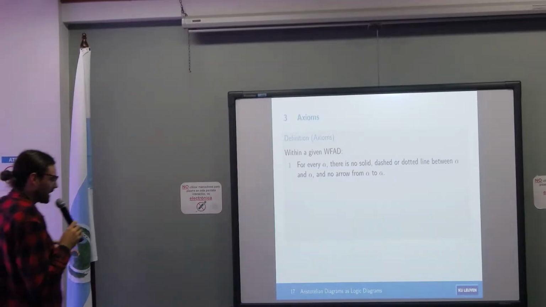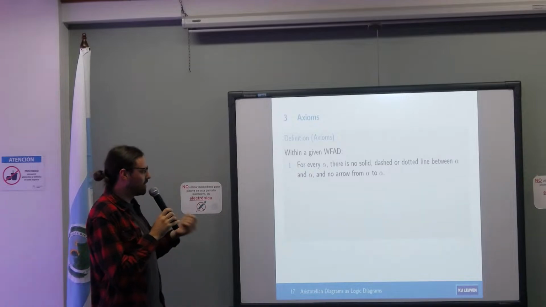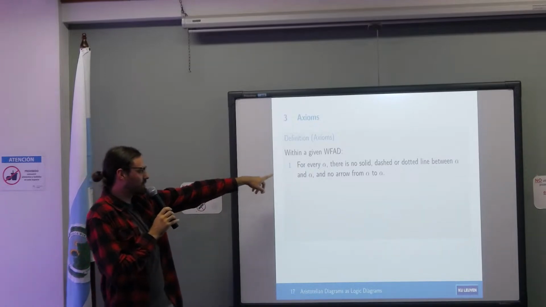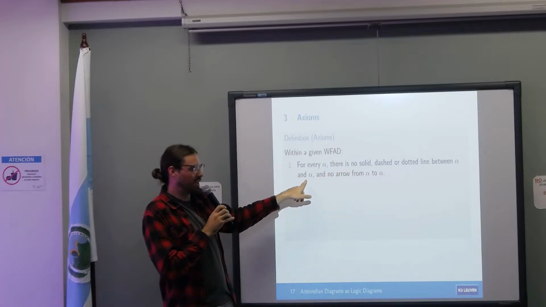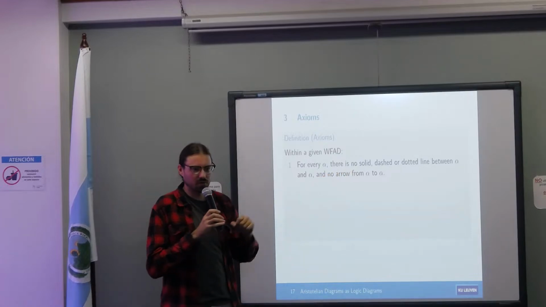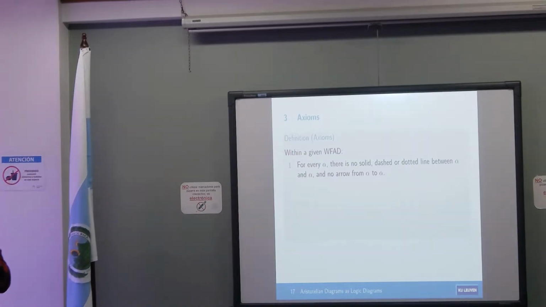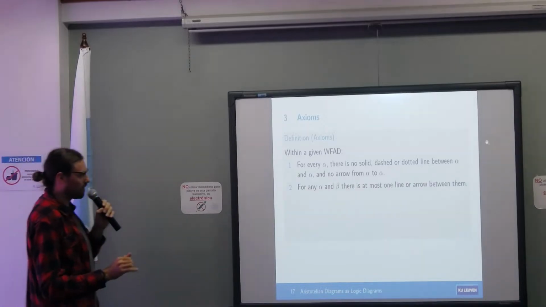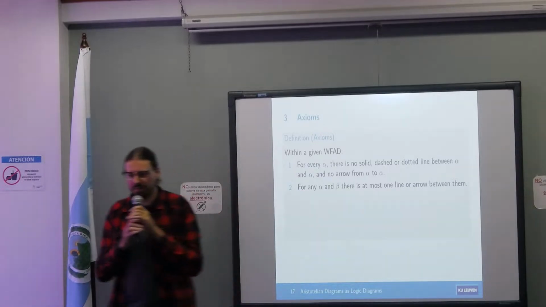But first, four axioms. Within a given well-formed Aristotelian diagram, I say the first axiom is that for every alpha, there's no solid, dashed or dotted line between alpha and itself, and also no arrow from alpha to alpha. So I exclude all diagrams that have arrows or lines from one vertex to itself. And between any two different alpha and beta, there's at most one line or arrow between them.